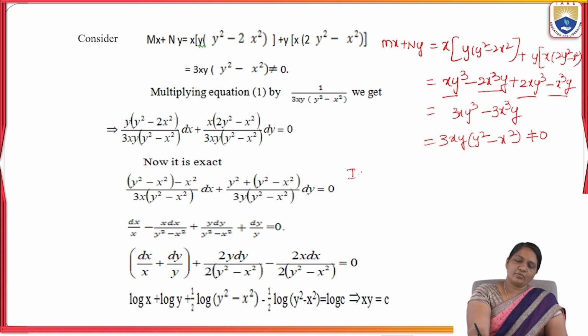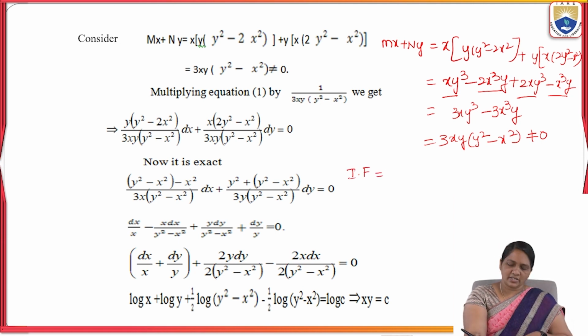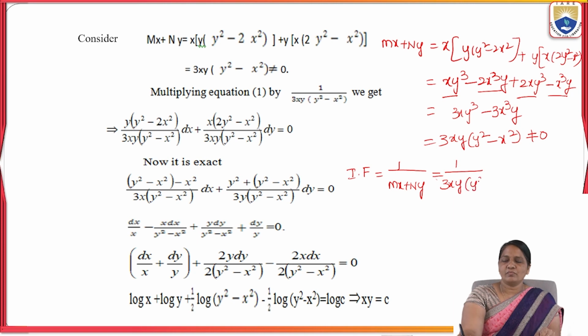So finally what we are going to find? We are going to find the integrating factor. So what is the integrating factor here? The integrating factor is 1 by mx plus ny. So 1 by mx plus ny value is 3xy into y square minus x square. So we are going to multiply the given equation with this integrating factor to get the solution.